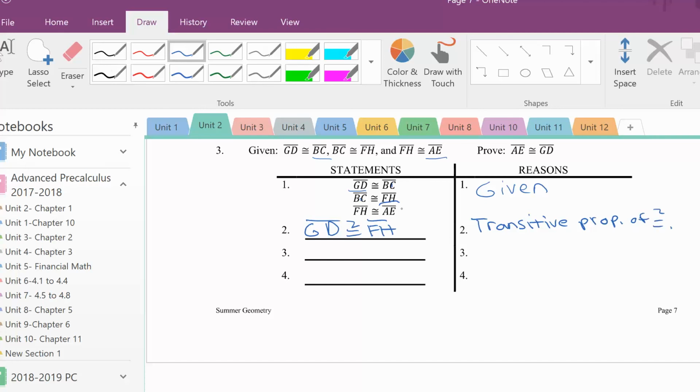All right, so then we know that GD would be congruent to AE since GD is congruent to FH and FH is congruent to BC and AE. So basically, GD is congruent to AE by the transitive property as well, since AE is congruent to FH and GD is also congruent to FH.